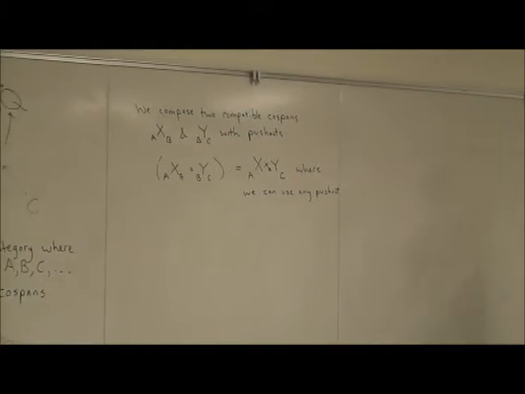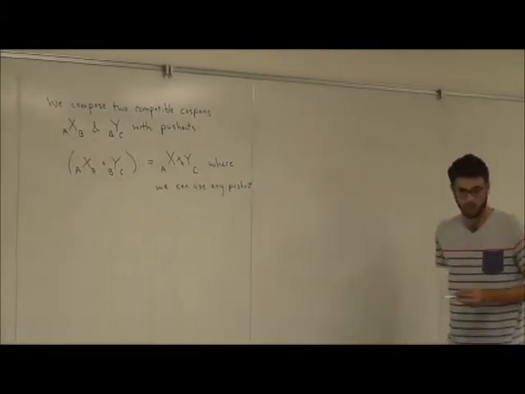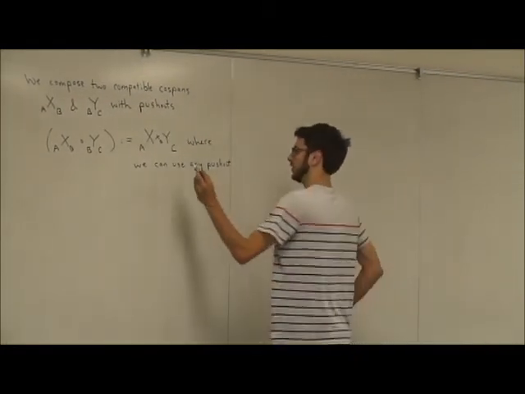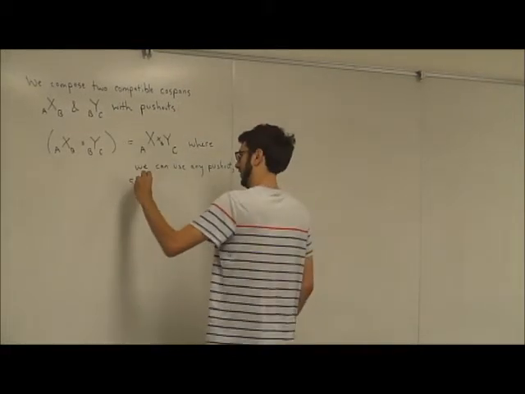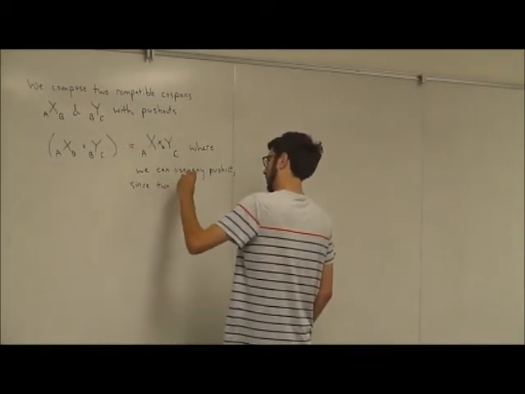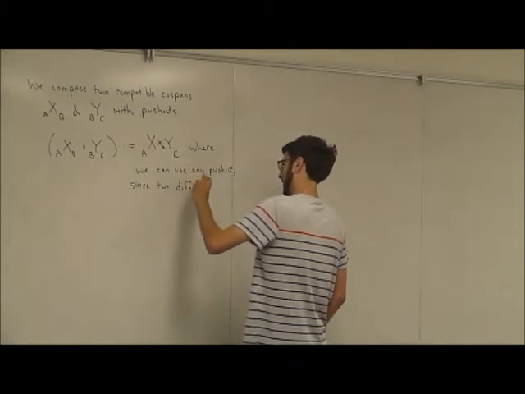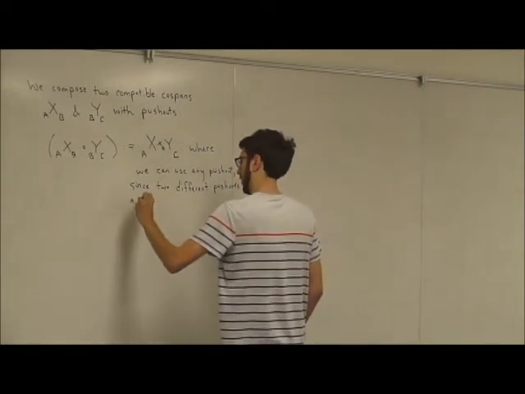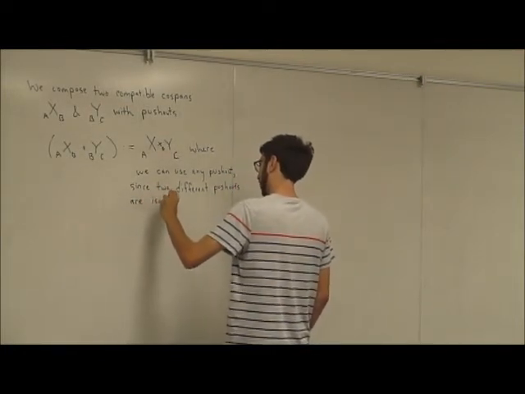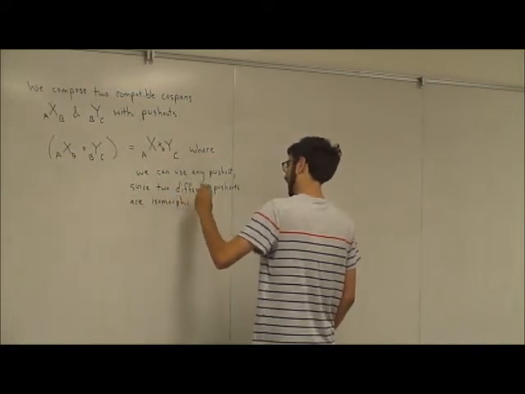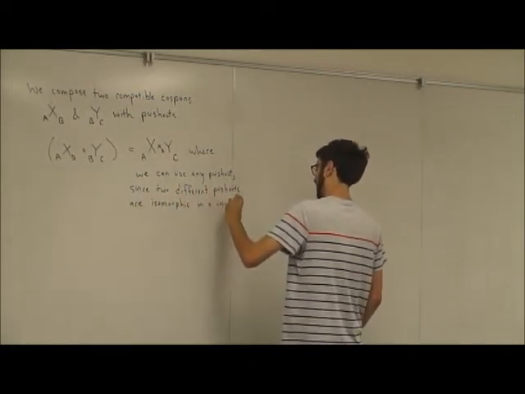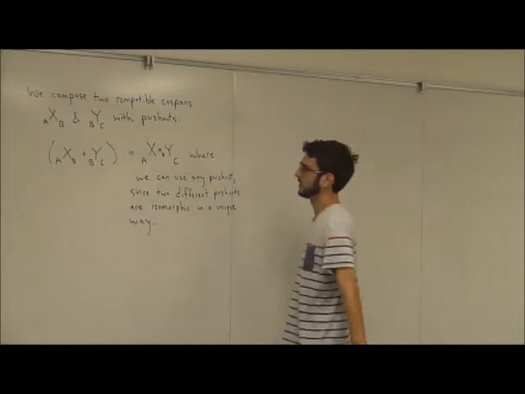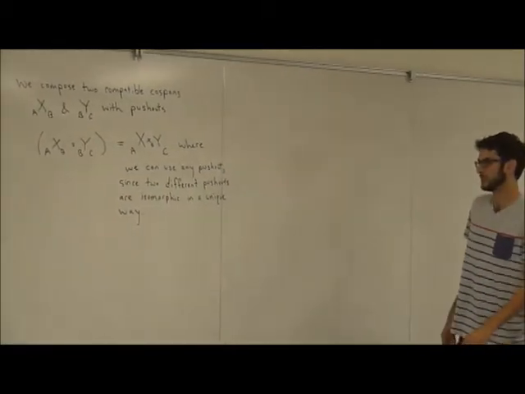But we did see that because of the universal property of pushouts, any two pushouts are isomorphic in a unique way. So we can use any pushout since two different pushouts are isomorphic in a unique way. They say canonically isomorphic. Okay, so define our composition this way.